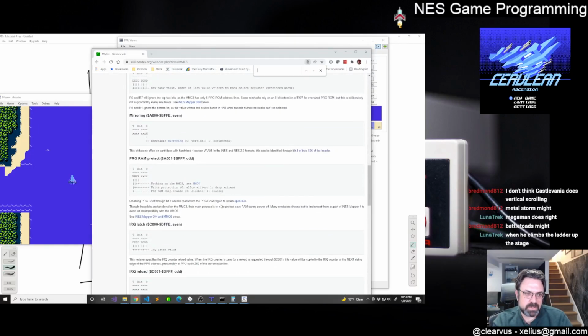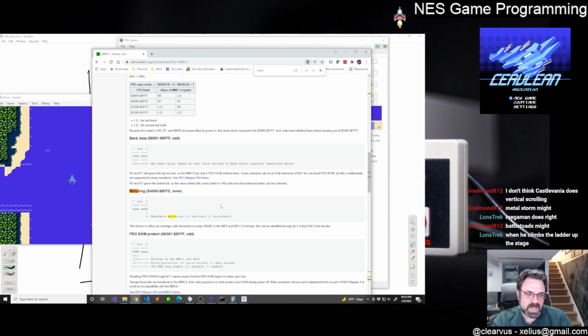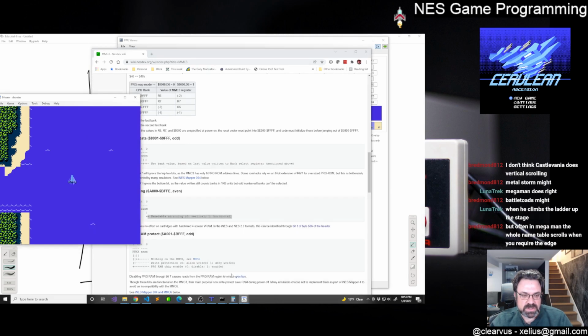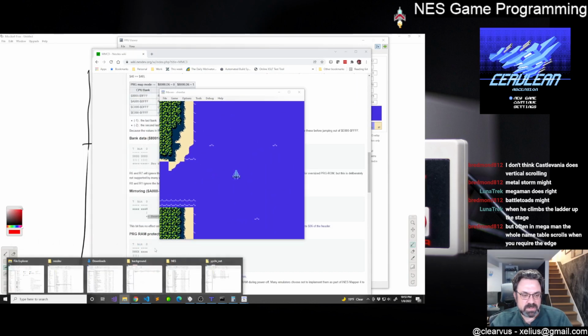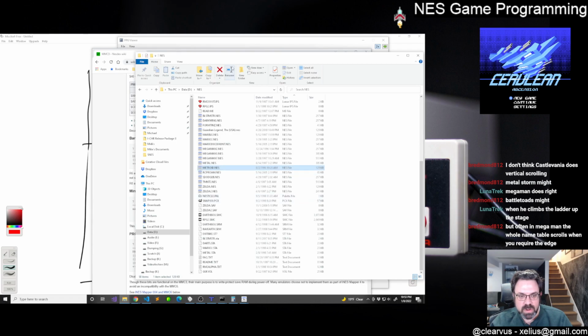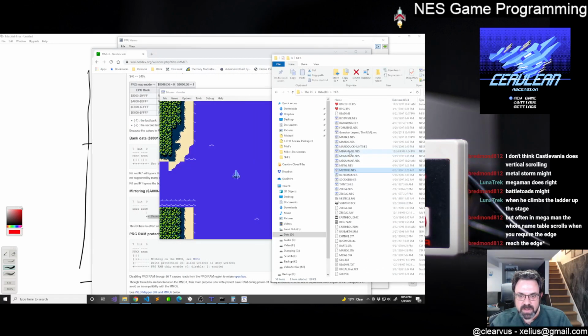So you can see that you can set the mirroring by writing to A000, with bit 0 set to either 1 or 0, and that'll swap whatever mirroring you're doing. I thought there are sections of Castlevania that change it, but Mega Man for sure. I almost feel like I know I've seen that.